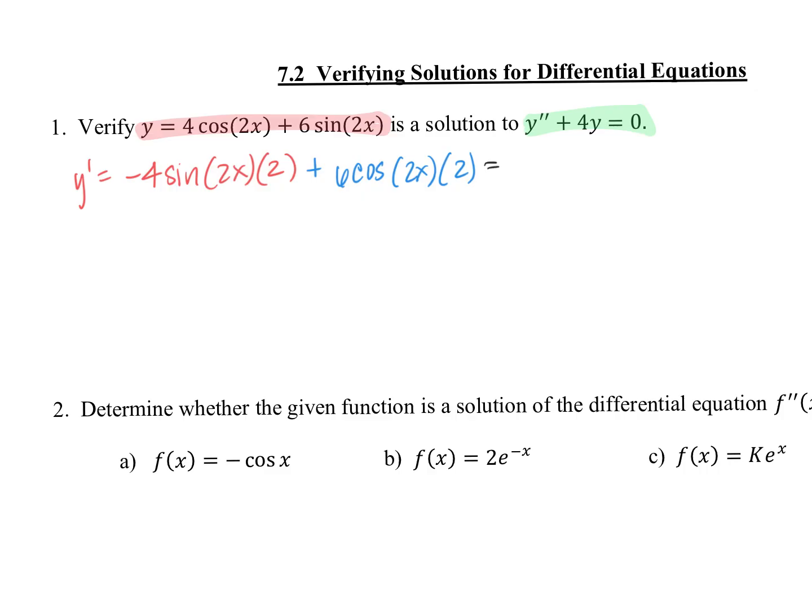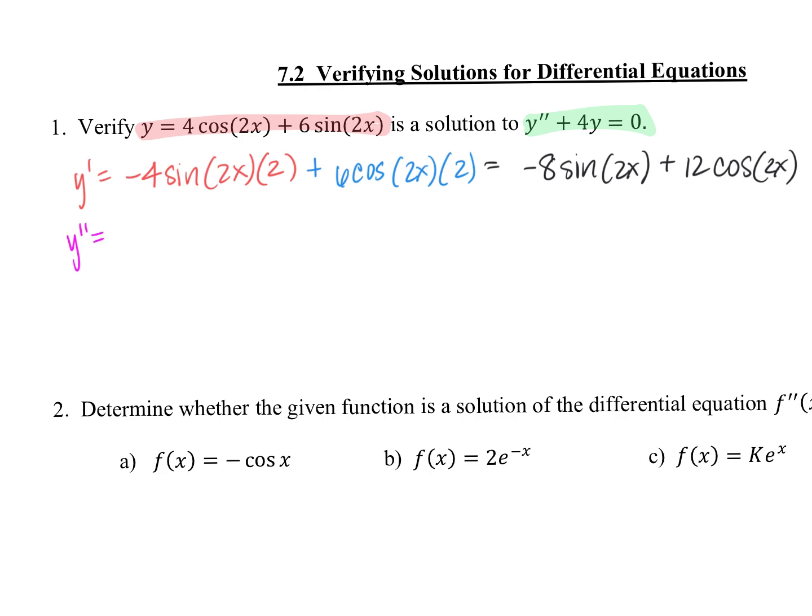What would y prime be? Negative 8 sine of 2x plus 12 cosine of 2x. Beautiful. You guys, that's y prime, but they want to know is y double prime plus 4y equal to 0. We got to go do this again, y'all. Let's go find y double prime.